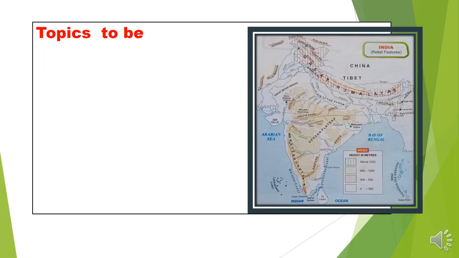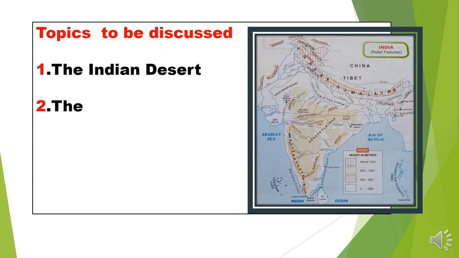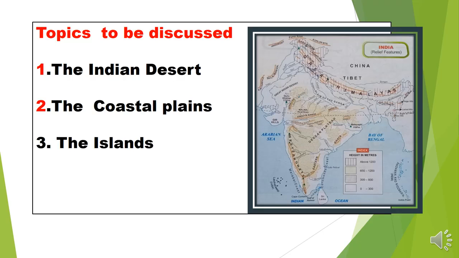So today we are going to discuss some topics. Firstly, we will discuss the Indian desert. The Thar desert is the largest desert in India, and it is located in the western part of the Aravalli range. After that we will discuss the coastal plain area, lying near the Arabian Sea and the Bay of Bengal. And after that we will discuss the islands. In our country we have two island groups, Andaman and Nicobar and Lakshadweep. After that we will solve some questions that I assigned in the previous lecture. So students, let's start.